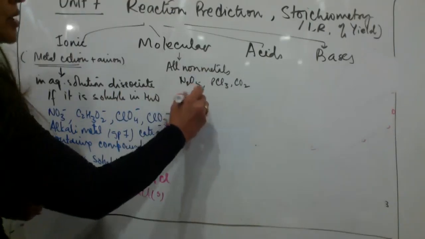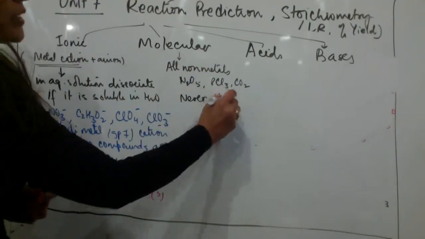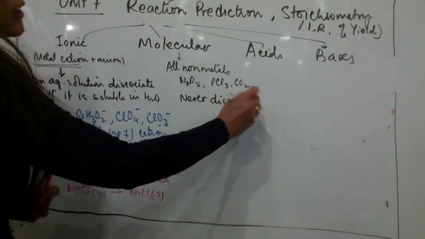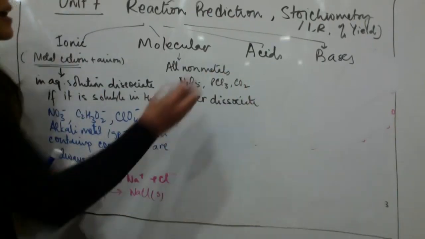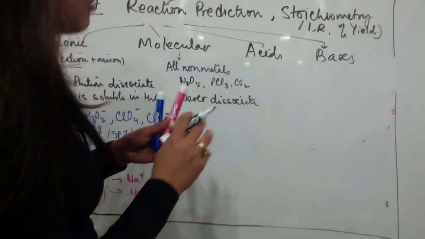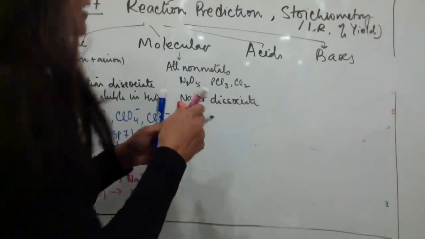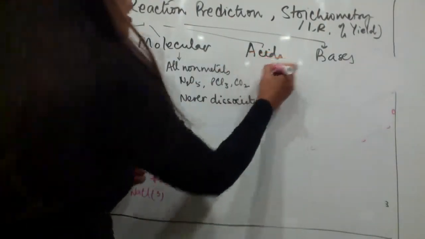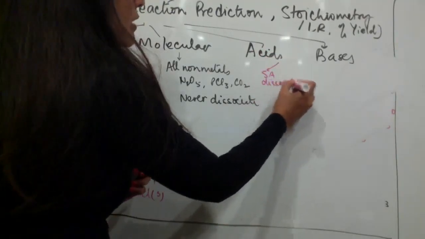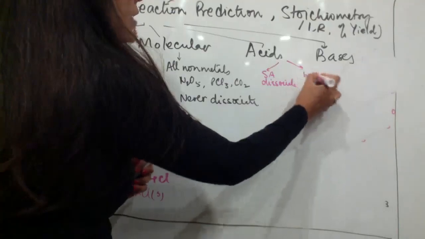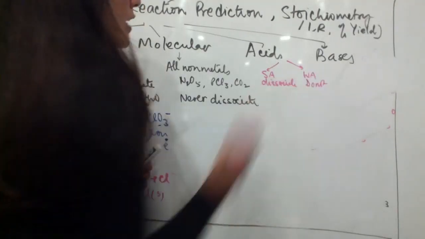Molecular compounds never dissociate. And water is part of molecular compound, H2O, you don't dissociate it. You keep it like that. For acids, what works is strong acids dissociate and weak acids do not dissociate.